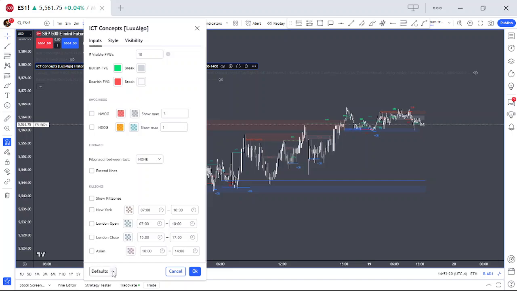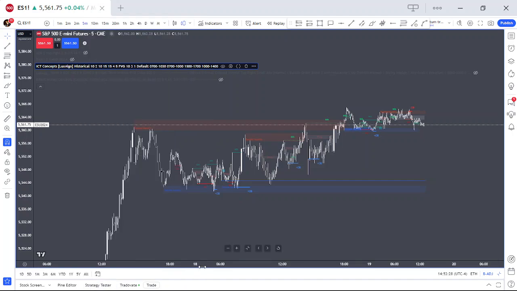Once you have all of those set, you can go back and rewind that if you need to. Once you have all that set, just click on default, save as default, and hit OK. All right, so next time you go to put it on the chart, it'll already be set the way you want it.